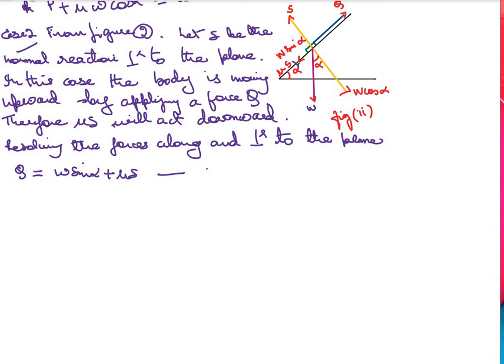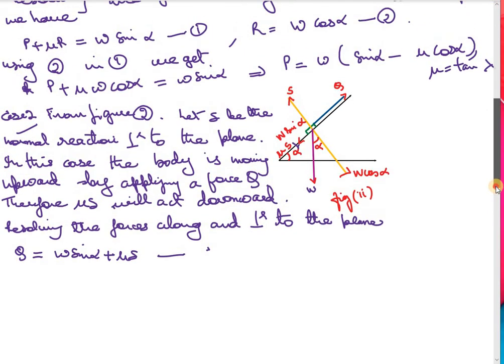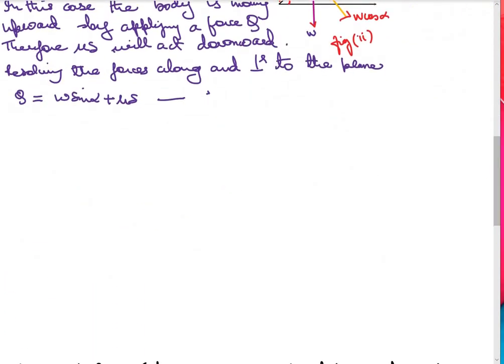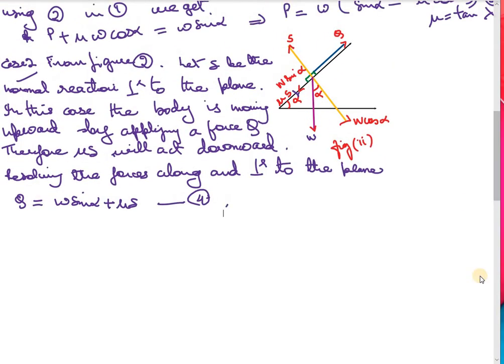What is the equation number I named the last equation? I should have named that one as equation 3. So now let me name this next equation as equation 4. And based on the given figure, what will be S? S will be equal to the force perpendicular to the plane. It is W cos alpha, equation 5.